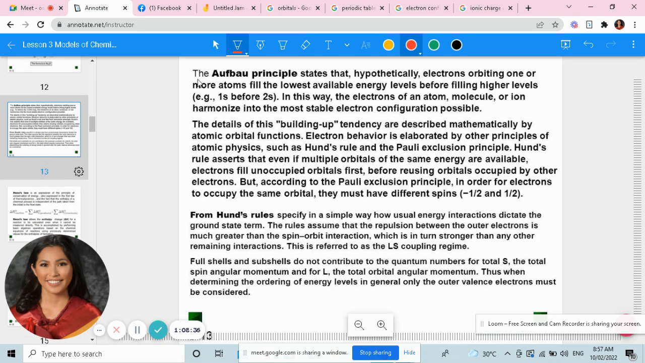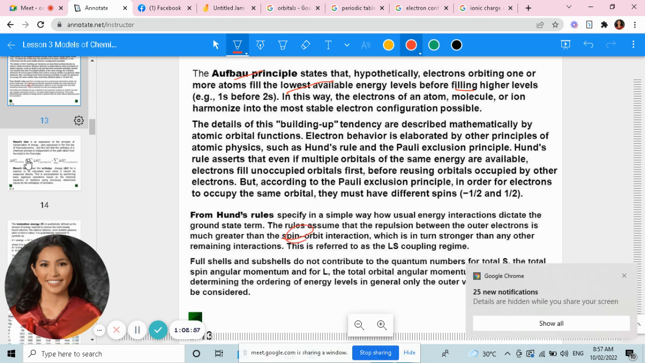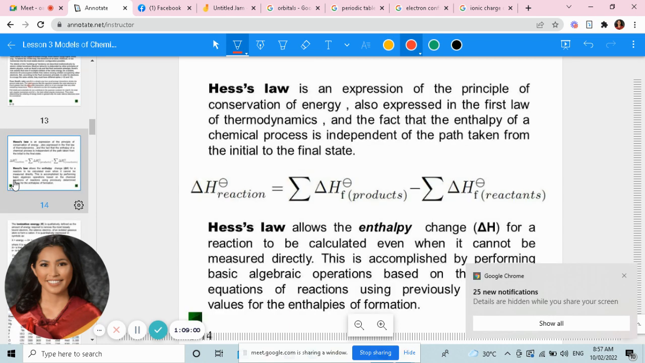We also have the Aufbau principle. Here, we always fill the lowest available energy level before going up. Now we also have Hund's rule. Hund's rule is different spin. It should always have different spin.